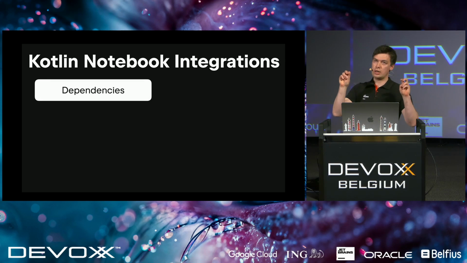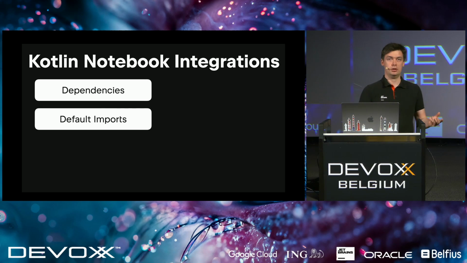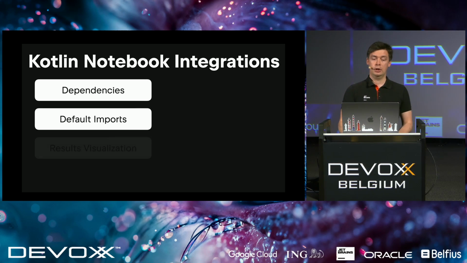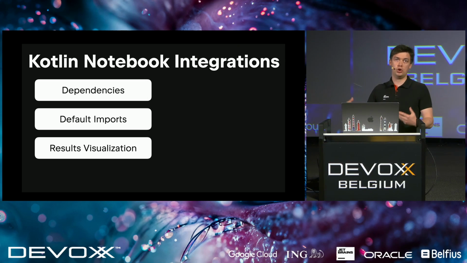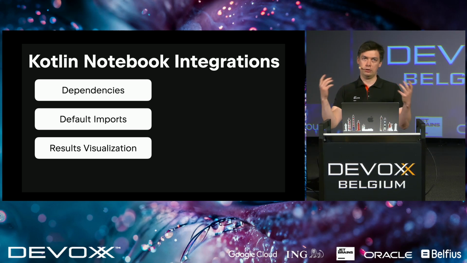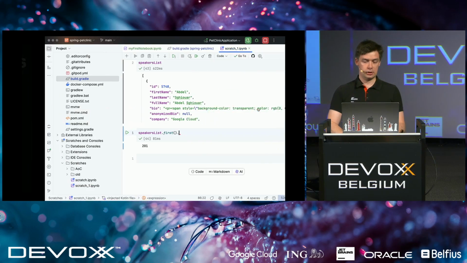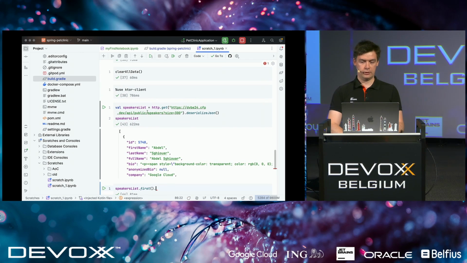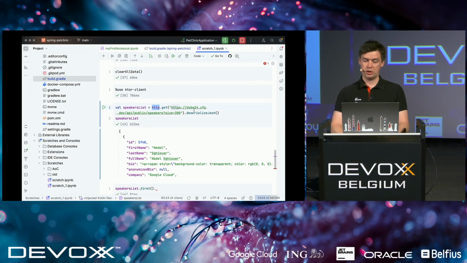So when I write this use Ktor client, it downloads dependencies. But it's not only dependencies. It also adds some default imports and it can define some visualizations. For example, it defines how strings which are JSON should look in the rendering. Also, there are a number of callbacks. For example, when the library was loaded, this small HTTP thing was defined as a default client.